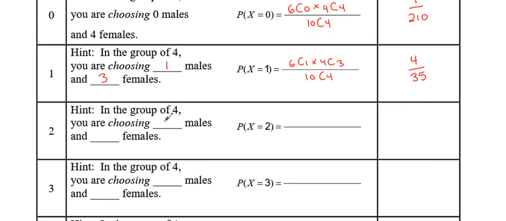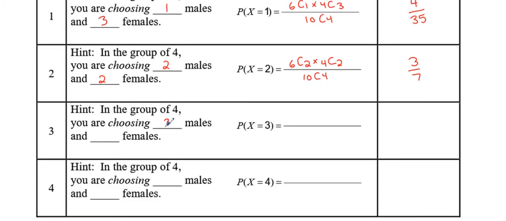When X is equal to 2, that means we're choosing 2 males and 2 females. So there are 6 males, we're going to choose 2 of them, and 4 females, choose 2 of them, out of 10 people, choose 4 of them. And in lowest terms, that works out to 3/7. If X is equal to 3, we've got 3 males and 1 female. So that is 6 males choose 3, and 4 females choose 1, out of 10 people choose 4. And in lowest terms, that works out to 8/21.